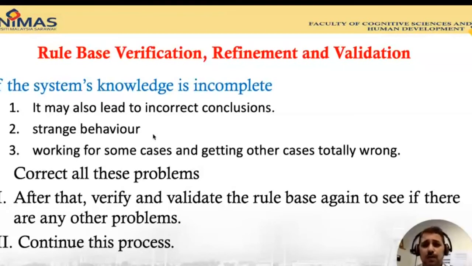So in order to refine and improve the prototype, you will have to collect all these types of problems, and after that verify and validate the rule base again. Note the point, we are improving the rule base. If there are any such problems, then we will have to improve, and this process will continue: find the problems, see what type of problems exist in the knowledge base, and then refine again. How to find them, and what aspects we need to focus on, we will discuss today.